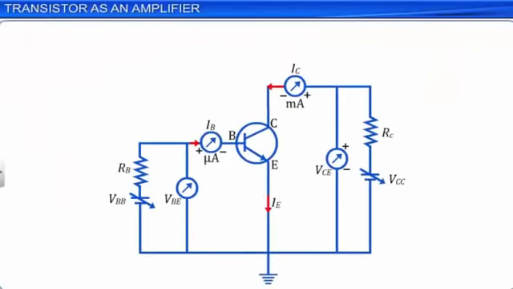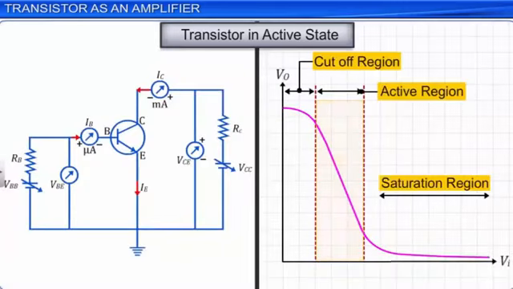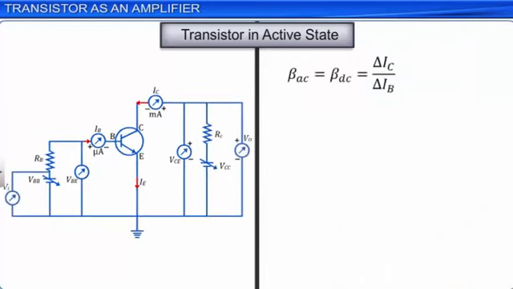You have learnt that when a transistor is in the active state, a small increase in the base current IB causes a large corresponding increase in the collector current IC. Thus, a transistor in the active state behaves like an amplifier. The operating point of a transistor as an amplifier is fixed somewhere in the middle of the active region. We know that the current amplification factor, beta AC, is equal to beta DC. That is equal to delta IC by delta IB.